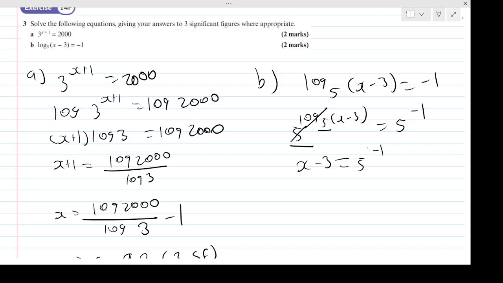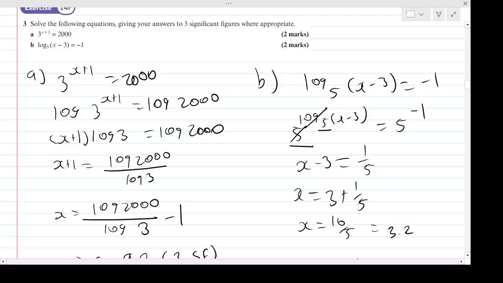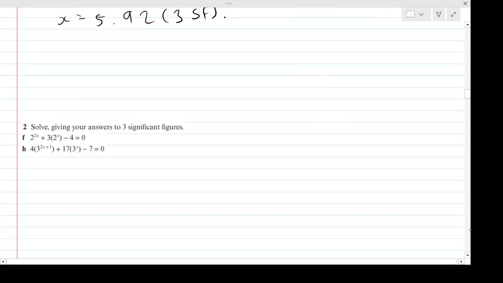Okay, so 5 to the minus 1 is just a fifth. And so at that point, x is 3 add a fifth. And so then x will be, if I just work that out, 16 over 5. Or as a decimal, just 3.2. Okay, and there we are. So again, we can solve equations not only by taking logs, but by taking exponentials as well. I'll cover more on that next time because it'll be more relevant in the next section. But yeah, we can do that alternatively.